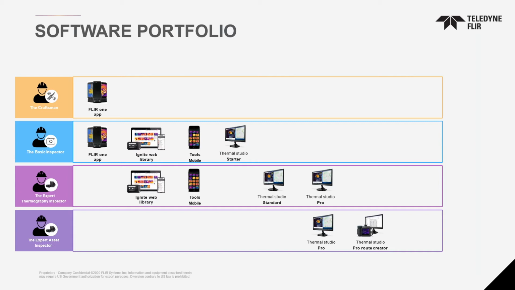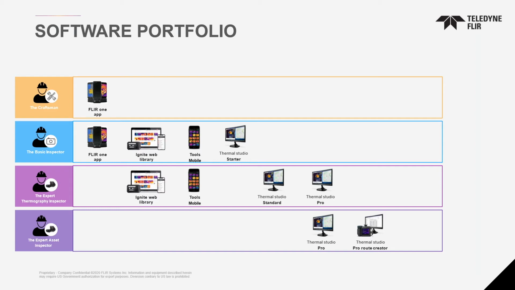This is a free version of our desktop software. Again, so if some of that work is coming back to the office at night and you're doing report outs, then obviously sometimes working on a computer is going to be a little more user-friendly than having to do everything with your 2 thumbs on your phone. The expert thermography inspector, they're going to be more to the professional side. So our Thermal Studio Standard or our Thermal Studio Pro would probably be the best fit for them. When they're in the field, they might use the Tools Mobile or the Ignite as well. Again, through there, they can do some quick reporting and also sharing on the job site.